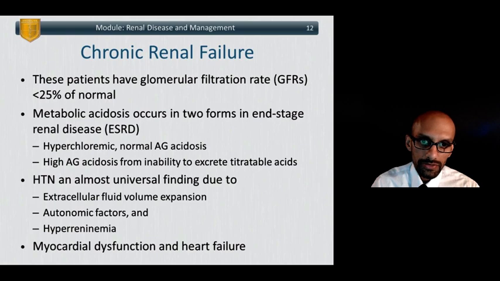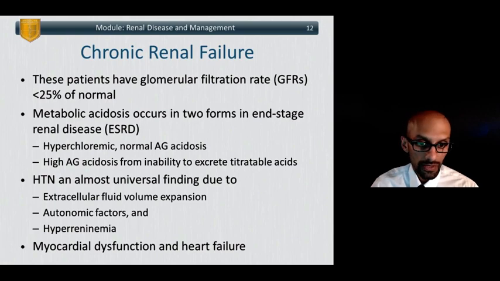So chronic renal failure patients have glomerular filtration rates less than 25% of normal. That's pretty much the definition of renal failure. Metabolic acidosis also occurs in a variety of different forms in end-stage renal disease. There's a hyperchloremic form with the normal anion gap acidosis, and a high anion gap acidosis from the inability to excrete titratable acids that you typically don't measure. But ultimately, these patients are acidotic.